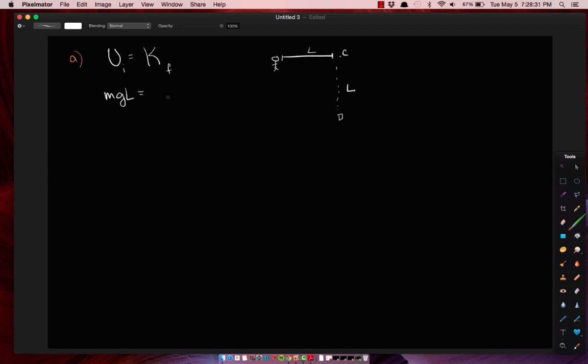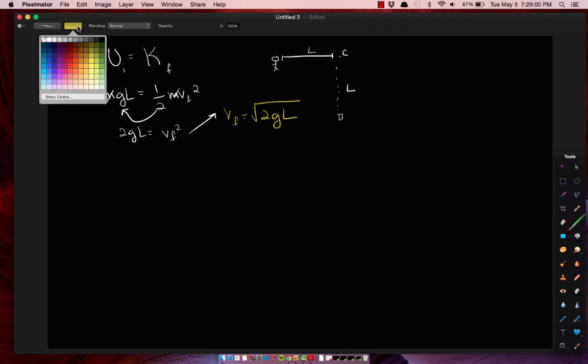and his final kinetic energy is 1/2 m v final squared. So now we just solve for v final. The m's cancel out. Bring the 2 up here. So we get 2gL is equal to vf squared, or our final answer is vf is equal to the square root of 2gL. Alright, so that's it for part A. Part B.